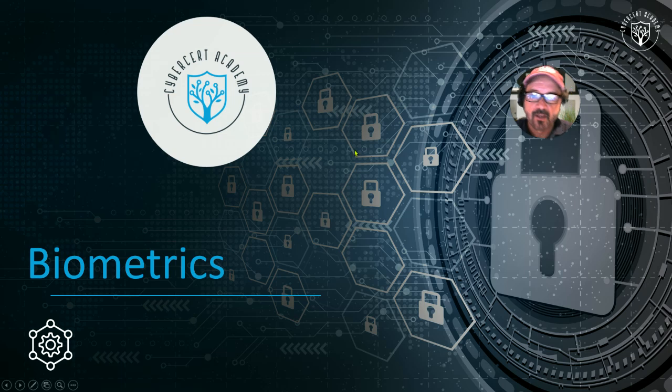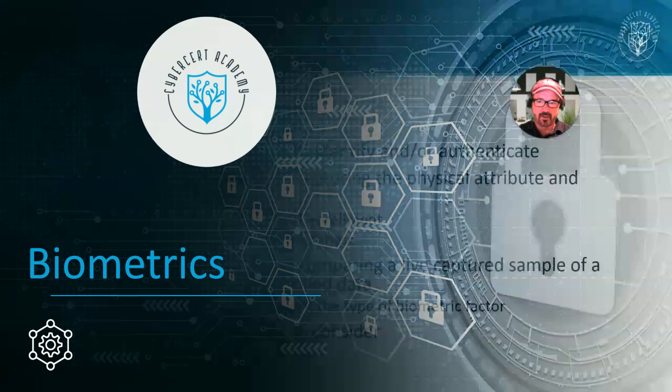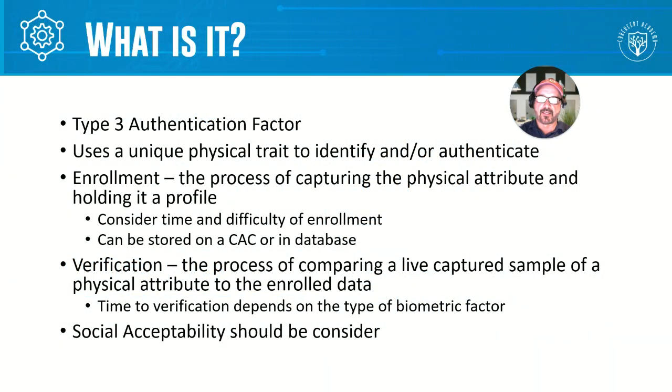Okay, great. Welcome. So you probably all heard what biometrics is. We're going to learn some of the specific terms and ideas that are contained in the CISSP so you can tease your way through those biometrics related questions. So what is it? It is a type 3 authentication factor. Just as a reminder, type 1 is something you know, type 2 is something you have, and type 3 is something you are. So that is a specific reference to biometrics, biometric authentication.